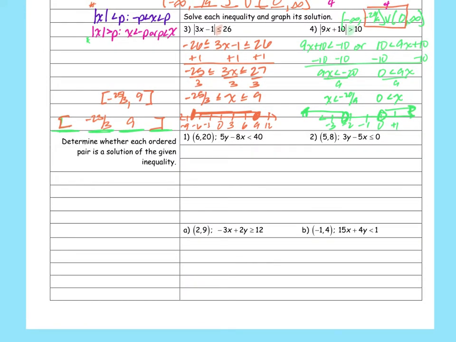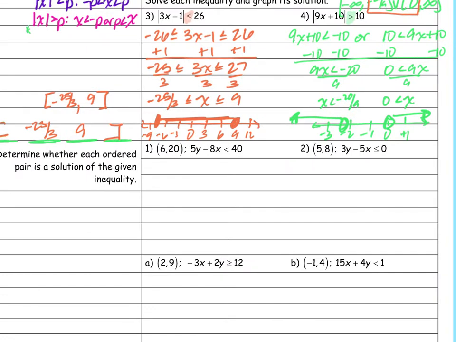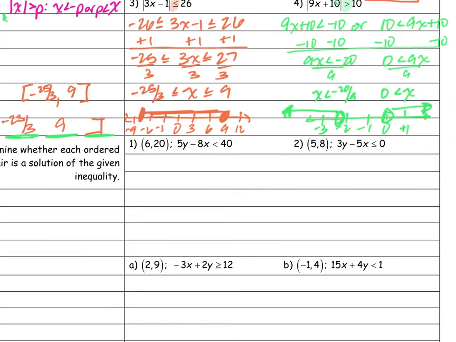The first thing we're going to do is just determine whether the ordered pair is a solution for the inequality or not. So all we're going to do is decide if it's a solution or not. I think we've done something similar to this in the last couple days. All I'm going to do is plug in my x value wherever there's an x and my y value wherever there's a y, and I'm going to find out if it's true or false.